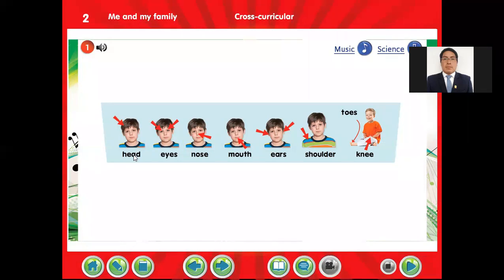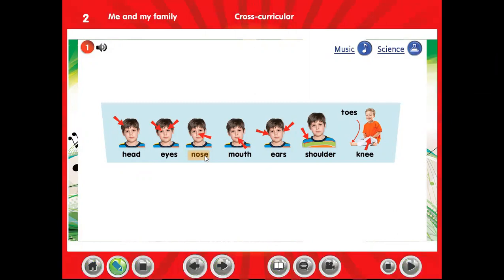Listen and repeat. Head. Eyes. Nose. Mouth. Repeat, please. Repeat at home. Ears. Shoulder. Toes. Knee.